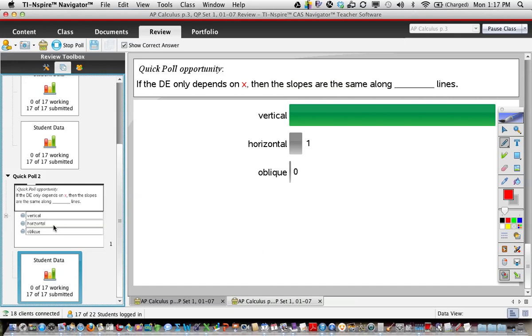So it says, if it only depends on x, then the slopes will be the same when x is the same, which is on a vertical line. And so the reverse of that would be if it depends on y, then the slopes will stay the same along the horizontal line. Okay? Because along a horizontal line, y is not changing. So the slopes won't be changing. Okay? All right.